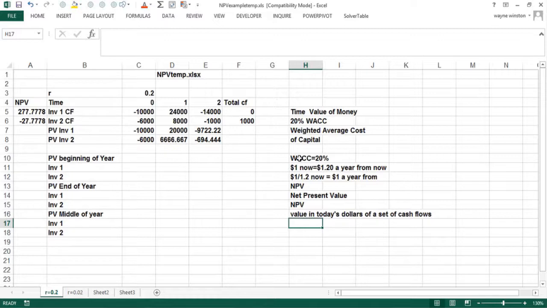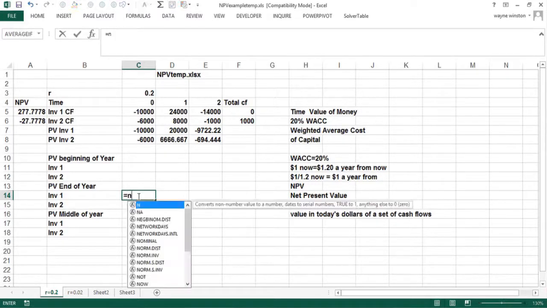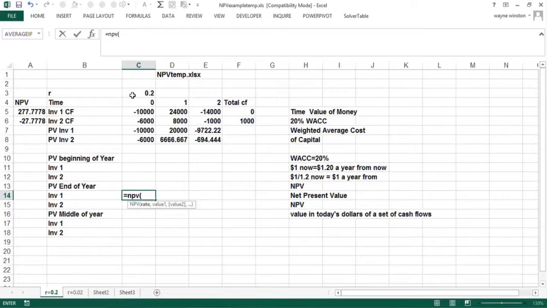Okay, so now let's show you how to find net present value if the cash flows are beginning of the year or end of the year. With the NPV function, you just point to a range of cells and a discount rate and you get the NPV, but it assumes end of period cash flows. If I look at investment 1, the NPV function is doing minus 10,000 divided by 1.2, 24,000 divided by 1.2 squared, minus 14,000 divided by 1.2 cubed. So I would do NPV, point to the discount rate, and then point to the cash flows.